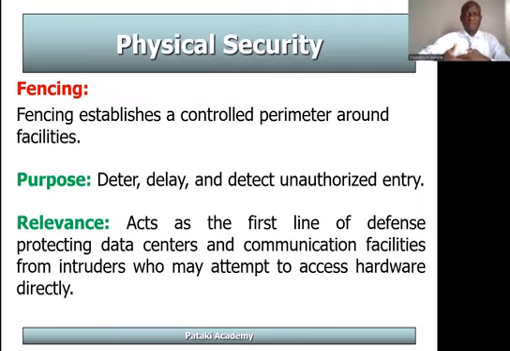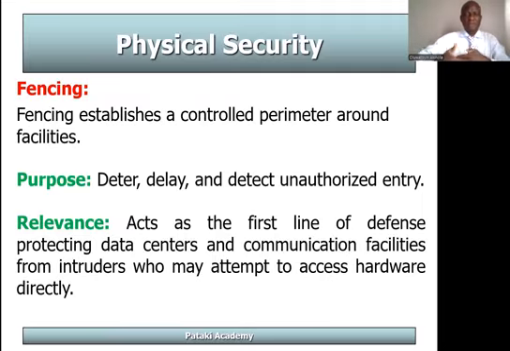We have video surveillance, CCTV. A video surveillance system monitors and records activities in and around a secure location. The purpose of this is to provide real-time monitoring and recorded evidence of activities. Relevance: it helps detect suspicious behaviors, investigate security incidents, and support forensic analysis after a breach.